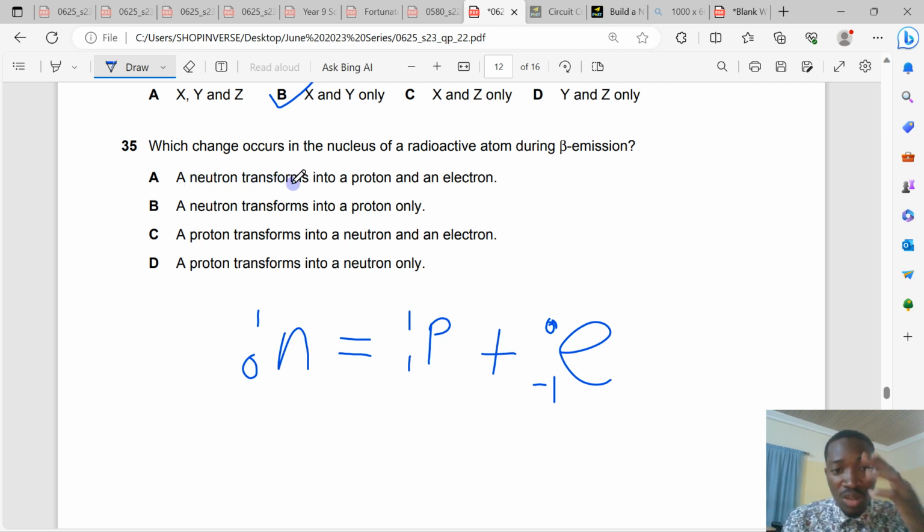So a neutron transforms into a proton and an electron. Correct. So A is the correct answer to question 35. Confirm.